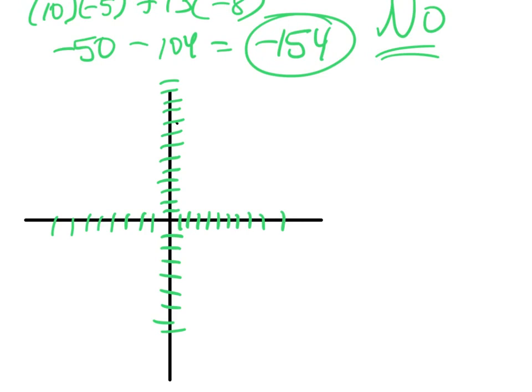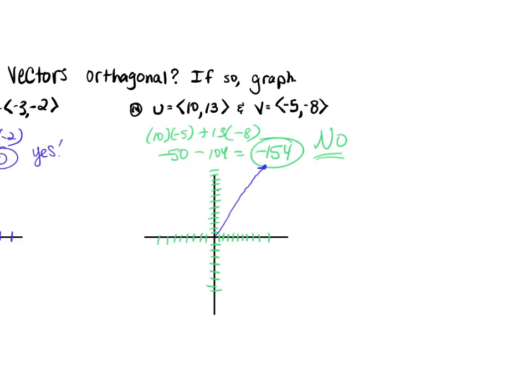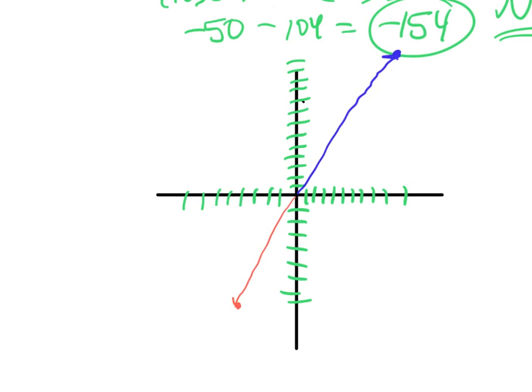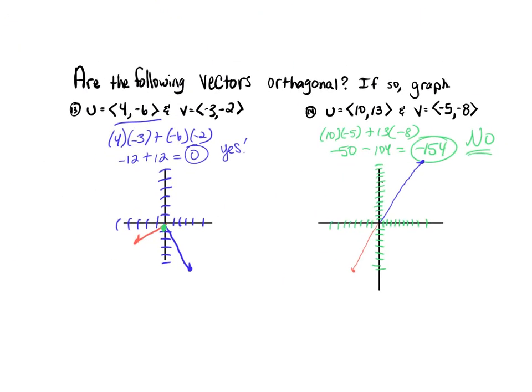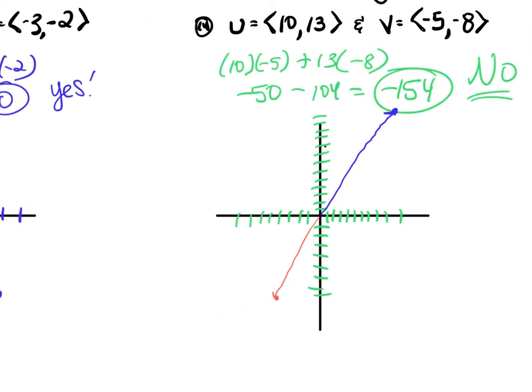so my first one is at 10, 13. So I go right 10, up 13. So it's about here. Guys, I'm almost done. Please stop talking. My second is going to be at -5, -8. So I go left 5, 1, 2, 3, 4, 5, down 8, 1, 2, 3, 4, 5, 6, 7, 8. About here. They're orthogonal if their dot product is 0. But guys, look, when I graph this, does that look like it meets at a right angle? No. So graphically, you showed me that they are not orthogonal. Does that make sense? Yes or no?